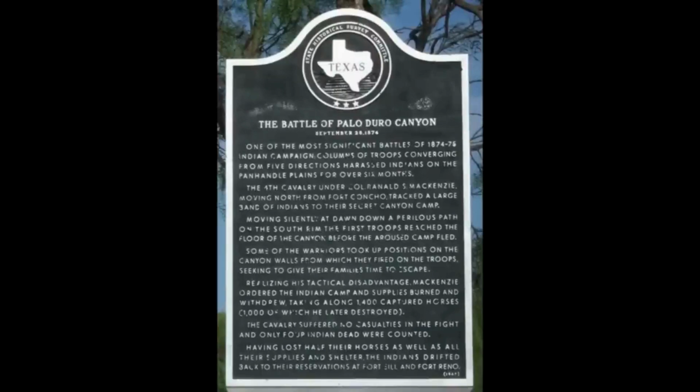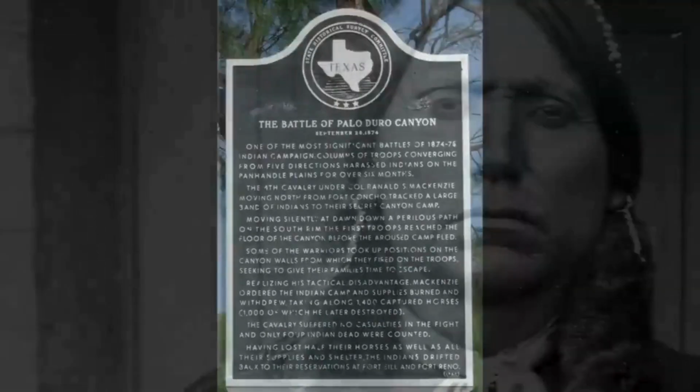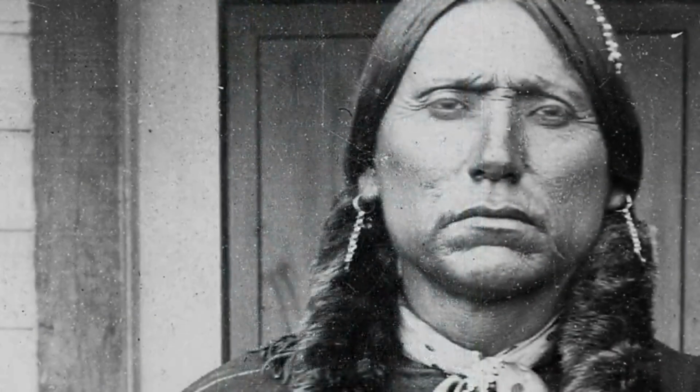Collaborating with Colonel Mackenzie and Indian agent James M. Haworth, Quanah Parker played a pivotal role in the resettlement of the Comanche onto the Kiowa Comanche Apache Reservation in southwestern Indian Territory, which is now Oklahoma.